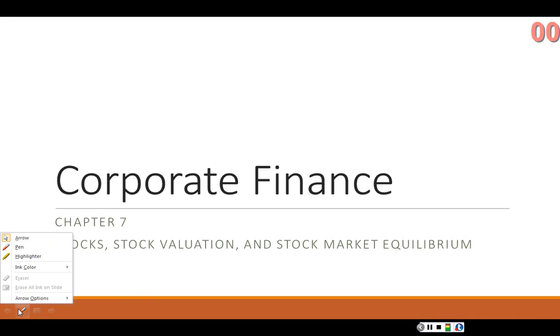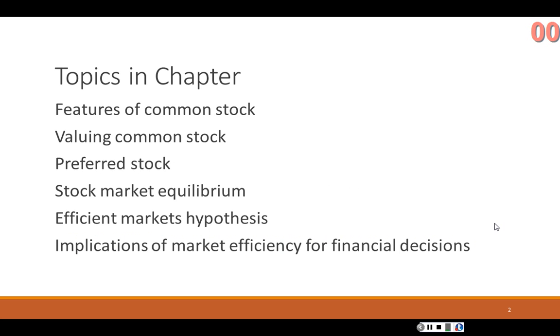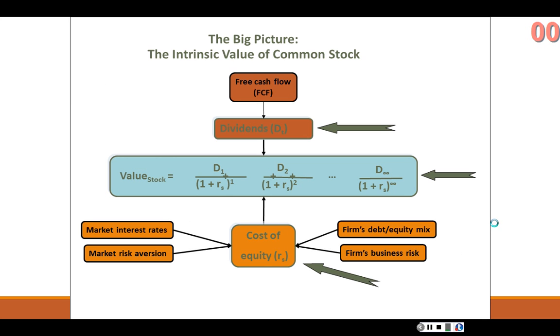Today we're going to discuss Chapter 7 that covers stocks, stock valuation, and the stock market equilibrium. We're going to discuss features of common stock and how to value common stock, as well as what preferred stock is and how to value preferred stock. We're going to discuss the efficient market hypothesis and implications of the efficient market hypothesis. But the primary thing that we'll do in this chapter is calculate the value, the intrinsic value, of common stock, what common stock is actually worth.